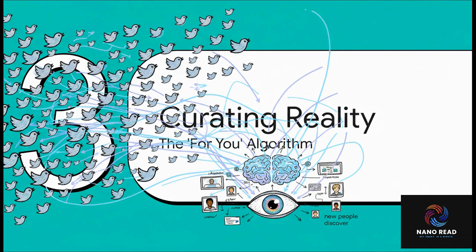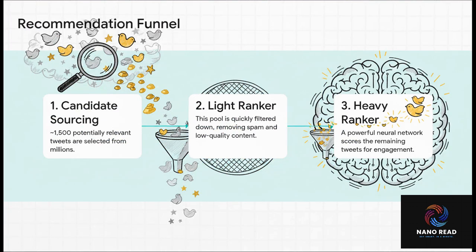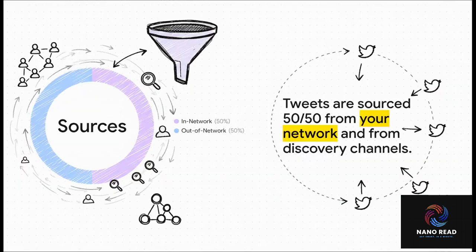This is where the algorithm takes over. Think of it like a giant funnel, designed to sift through millions of tweets to find the absolute best ones for you. It starts by grabbing about 1,500 candidate tweets. Then, a quick and dirty model called the light ranker zips through and filters out all the obvious spam and junk. And finally, the few hundred that are left get passed on to the heavy ranker, and that's where the real intensive work begins.